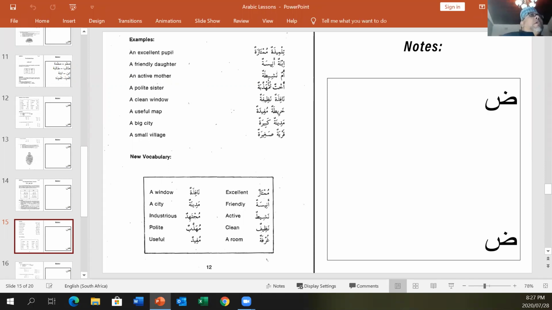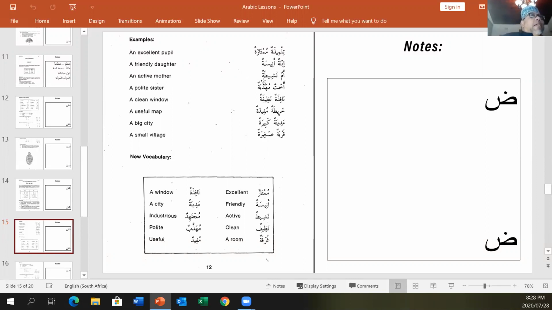Okay. Ummun nashitatun. Nashitatun means active. What I normally do, when it came to my time when I had to start memorizing these, as you can see, Anisatun is the name of a lady, and Nashitatun is the name of a lady as well. So I just remember those individuals, and then I associate friendly or active, in this particular case. You see? So ummun nashitatun.